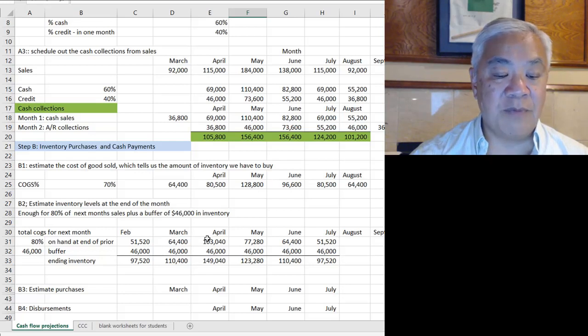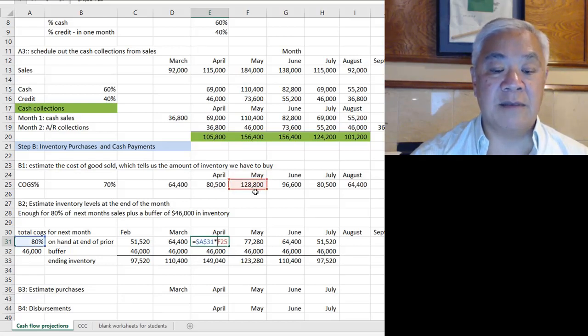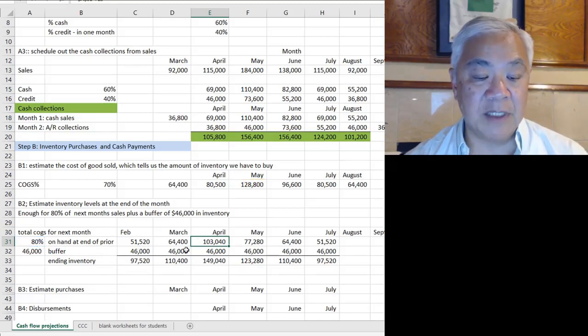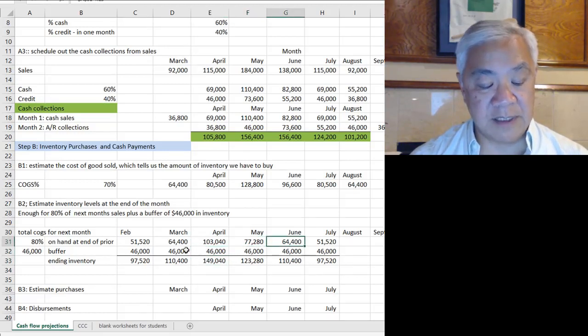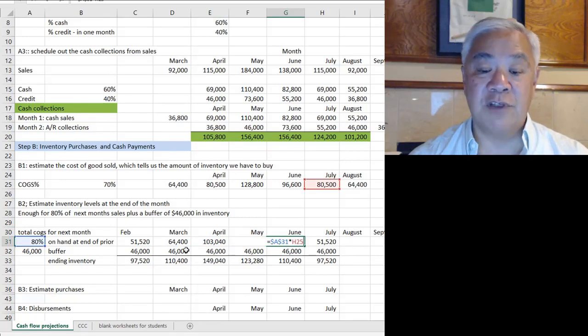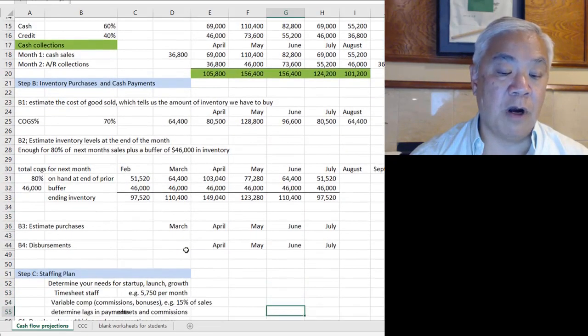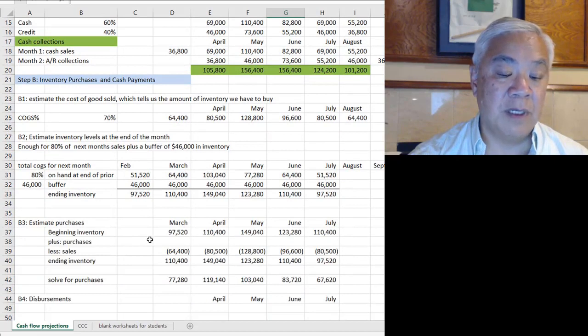So first, in the month of April again, we need 80% on hand for the following month. So here, if we look at April, we know May's sales of 128, and we want 80% of that on hand. So we want that much at the end of the month. The buffer inventory is set at a fixed dollar amount, 46,000. So at the end of the month, we know we want 149. This is the amount for each of them. If we go out to say June, we notice that it's 80% of July plus our buffer of 46. So we need 110.